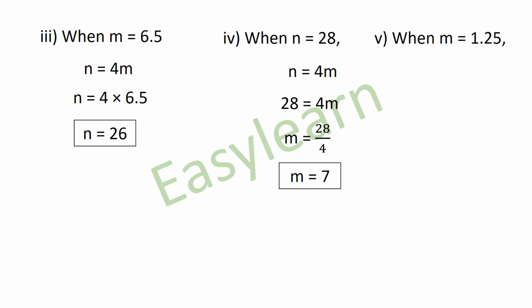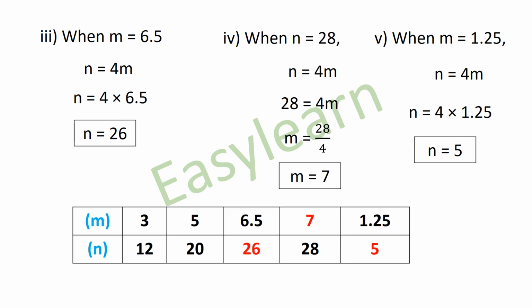The last column, m is equal to 1.25. Equation is n is equal to 4m. Let's substitute m as 1.25. So we get n is equal to 4 into 1.25. Thus n is equal to 5. So let us complete the table by writing the missing values.